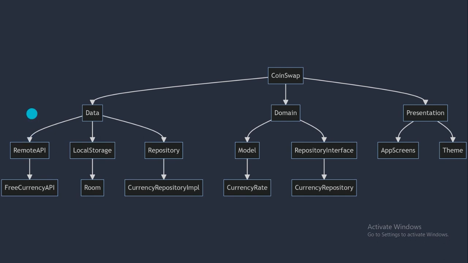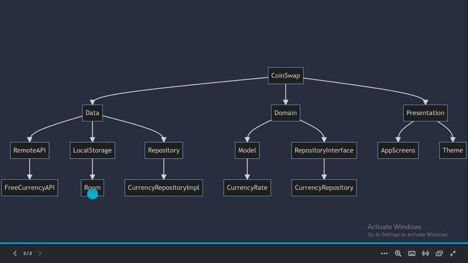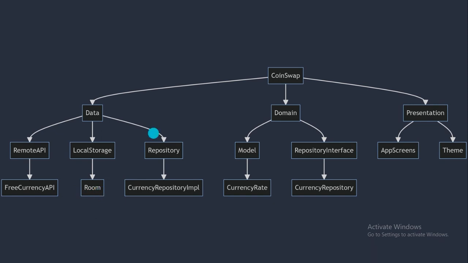In our app, we will get the remote data from this free currency API, and for the local storage, we will use this Room library, and there will be this repository. So here we will interact with these APIs and this local storage. Then there will be this domain package.